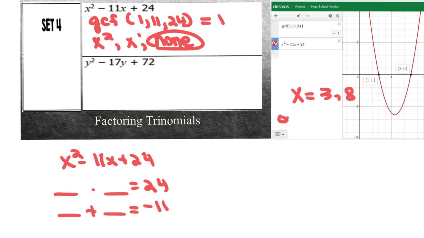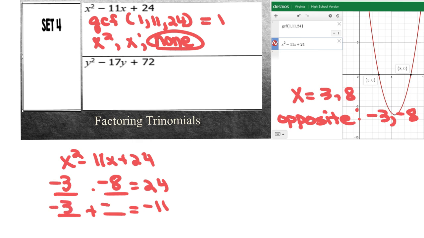So I know x is equal to 3 and 8. But in order to get the correct two numbers, I have to do the opposite. And the opposite of those numbers are negative 3 and negative 8. So the two numbers that I'm going to use to factor are negative 3 and negative 8. And my answer is going to be factored as two parentheses.